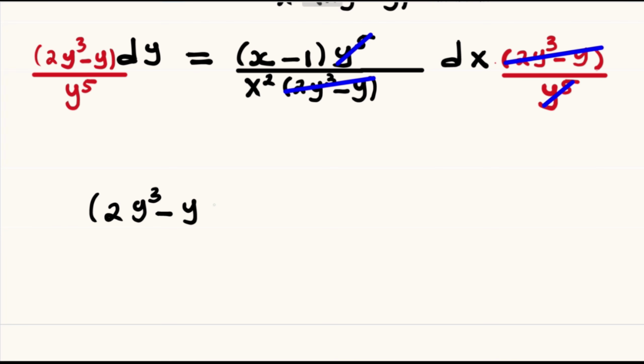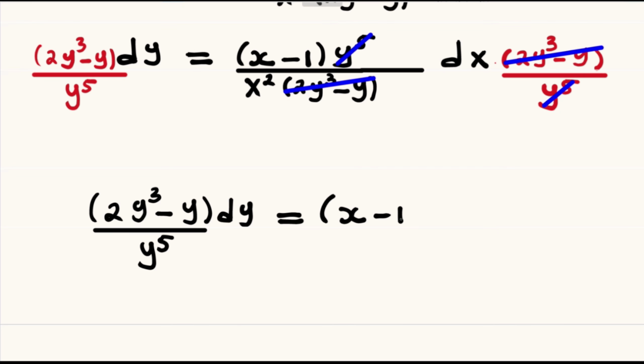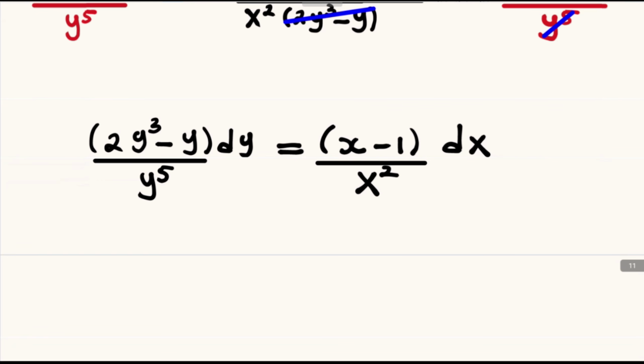minus y multiplied by the dy on the left divided by y to the power 5, and on the right hand side we'll be left with the x minus 1 divided by the x squared multiplied by dx. So we have the functions of y with the dy on the left and the functions of x with the dx on the right.